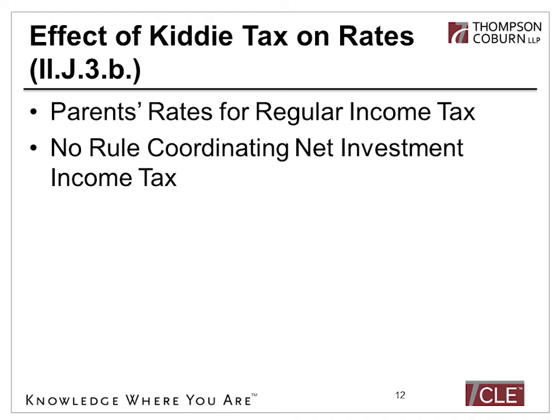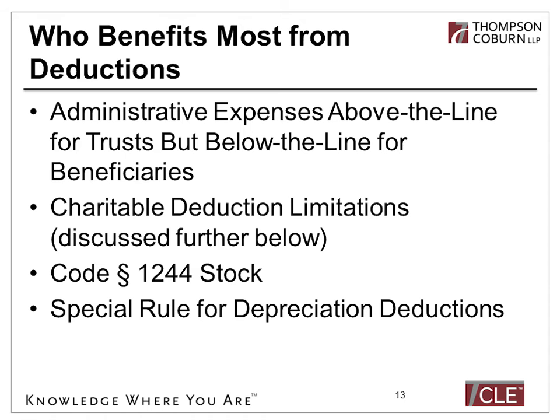But it is important to note that there's no rule coordinating the net investment income tax for those purposes. So in other words, this 3.8% tax that Steve was talking about, children may still have a low enough AGI that they would not be subject to it, even though for regular income tax purposes they're being taxed at their parents' tax rate. So it still may be beneficial to shift the income out to those children and have it taxed to them. We want to think about who benefits most from deductions available.